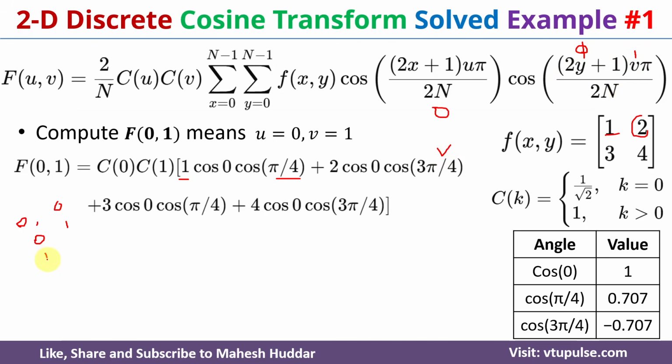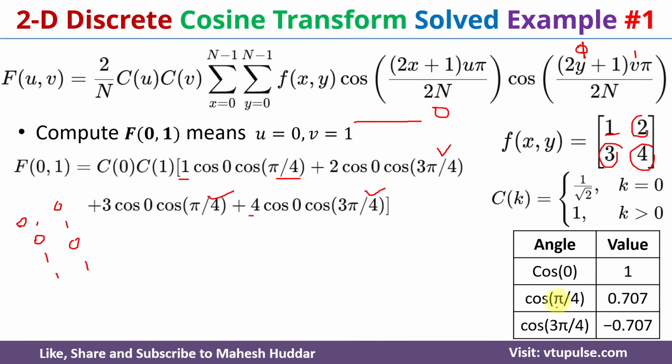Plus next value x is 1 and y is 0. X 1, y 0, the value is 3. 3 multiplied with cos of 0 multiplied with cos of, here we need to put y value as 0. 1 pi divided by 4, that is pi divided by 4. Next value is 1, 1. It means x is 1, y is 1. So the value is 4. 4 multiplied with cos of 0 multiplied with cos of, here we need to put y value as 1. So it will become 2 into 1, that is 2. 2 plus 1, 3. 3 pi divided by 4. That is what I have written here.